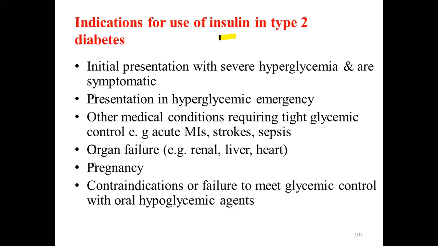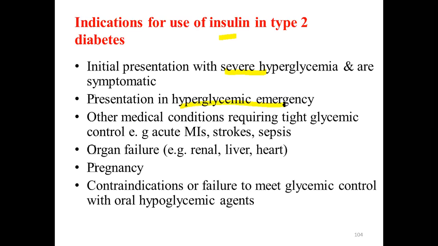In such a scenario, most likely the beta cells of the pancreas are no longer producing insulin, so they become dependent on exogenous insulin. That is one circumstance. The other circumstance is when a patient has severe hyperglycemia, where it is very unlikely to achieve a reduction in the sugar level with oral hypoglycemic agents alone. This is when we are supposed to use insulin.